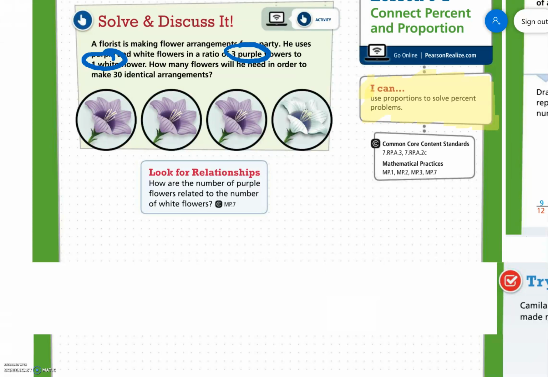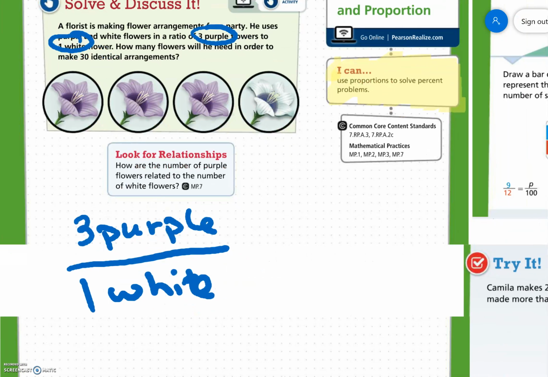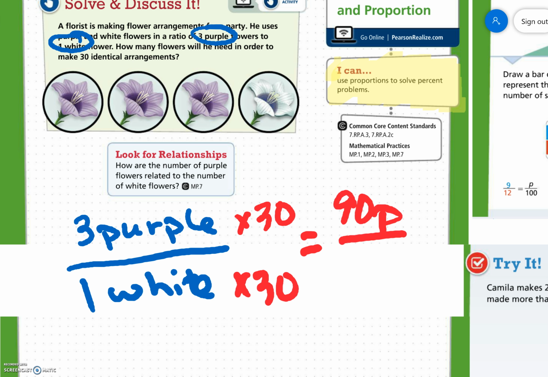Well, if they've got 3 purple to 1 white, that's one arrangement. Pause the video and tell me how many flowers would be in 30 arrangements. Okay, so if we take this and multiply both by 30, we will see that he needs 90 purple and 30 white.